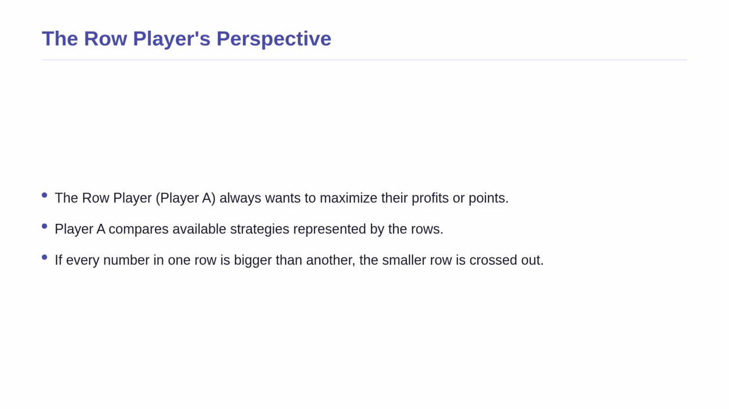Building on that intuition, let us examine the game from the perspective of the row player, typically called player A. In standard game theory, player A is the maximizer. Their primary goal is to maximize their profits or points. When player A looks at their available strategies, represented by the rows in the matrix, they are searching for dominance. If every single number in one row is bigger than or equal to the matching numbers in another row, the row with the smaller numbers is useless. Player A will never choose it, so we can cross it out entirely.